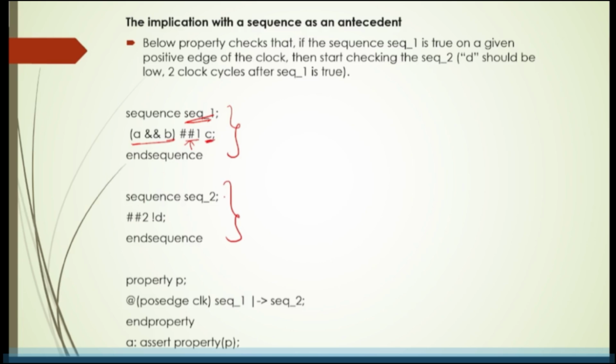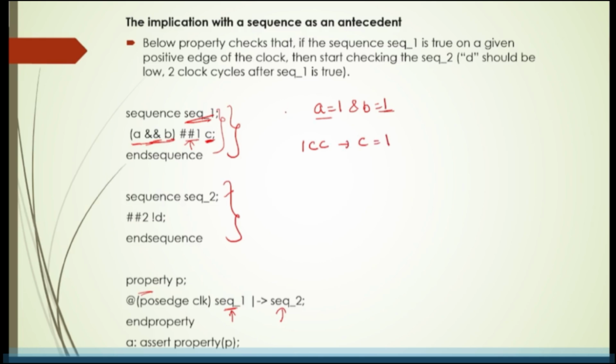Then within sequence 2, what I am writing after C, that means after this particular sequence, is based on the property. According to the property, first sequence 1 should happen, then sequence 2 should happen. That means A is 1 and B should be 1, because both should be 1. After A and B are high, then only C should be high, after one clock cycle.